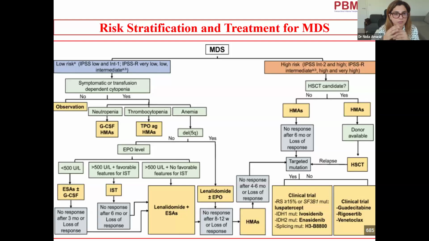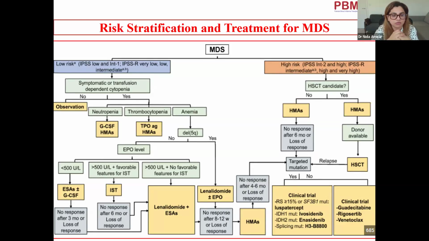But again, the age, risk factors, risk of infection, comorbidities, and everything has to be carefully evaluated. If the patient has anemia and deletion 5q is positive, then the option we have is lenalidomide, plus or minus erythropoietin. You can give a trial of 8 weeks, and if there's no response or loss of response, you can put the patient on hypomethylating agents.